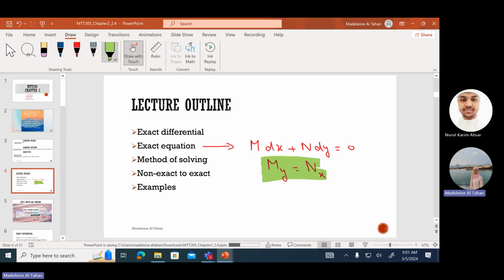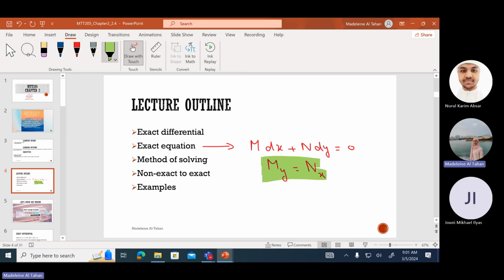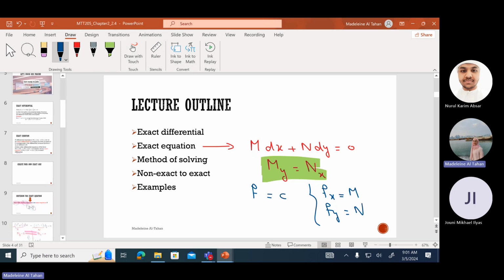What's the method of the solution here? How do we solve it? We said that we will have F equal constant, and we will have two equations: F_x is M and F_y is N. Then we integrate the first one with respect to x and get a constant in y. Then we integrate the second one with respect to y and get a constant in x. And then we return only one F equal to a constant. The solution that we get will be an implicit solution. No need to make it explicit unless we are asked.